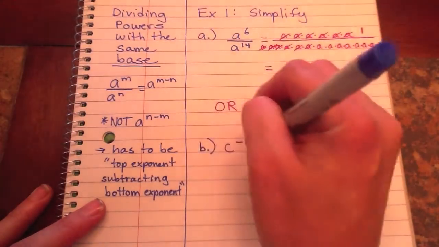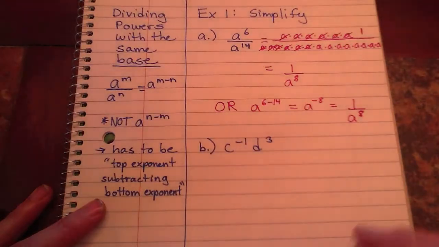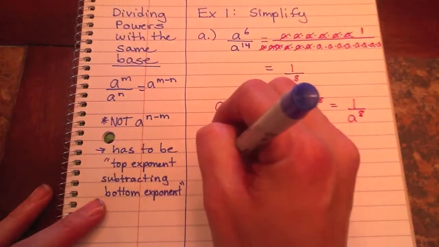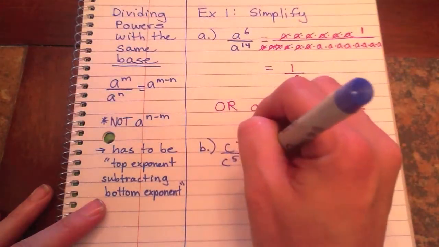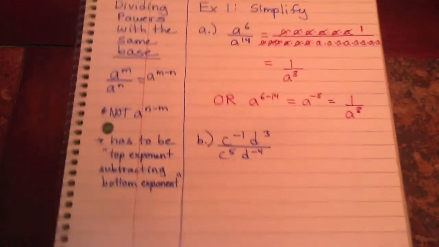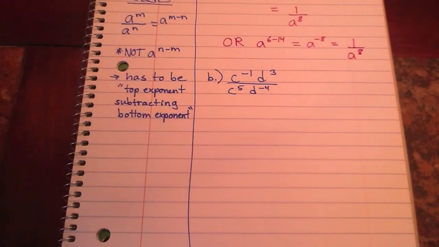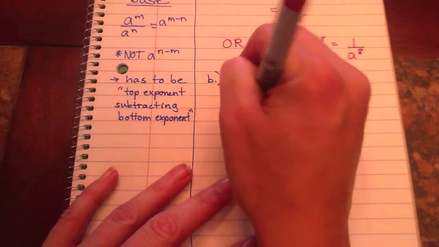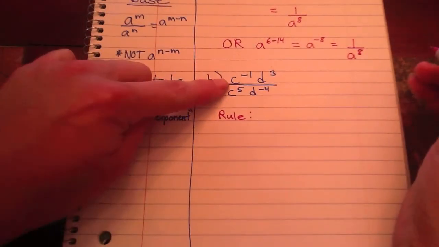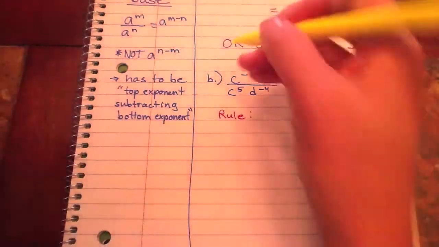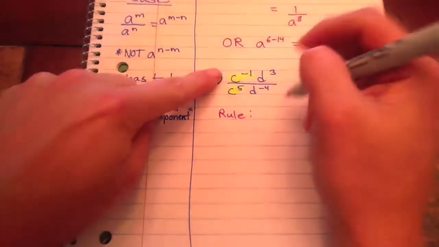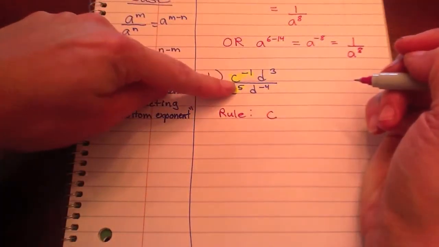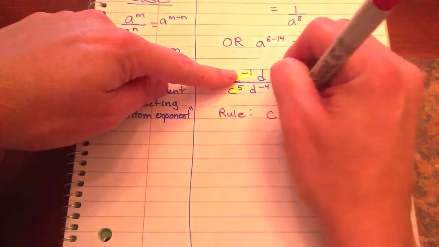C to the negative 1 d cubed over c to the 5th d to the negative 4th. Again, a few different ways you could do this. So you could follow the rule. Okay, this is using the rule we're learning. I see a like base of C. So I'm going to highlight that base of C in yellow. That is a like base. So I bring the base over, and then remember, top exponent minus bottom. So negative 1 minus 5.